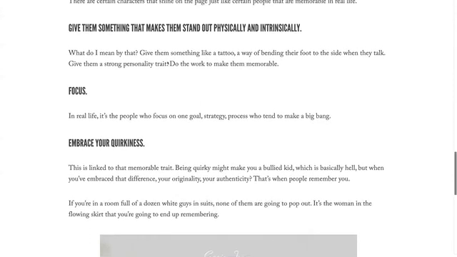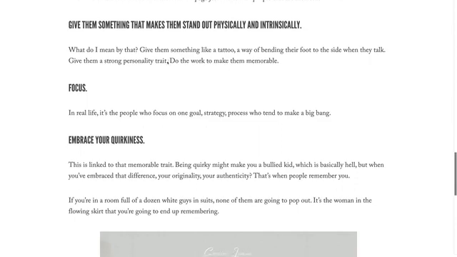Three, embrace your quirkiness. This is linked to that memorable trait. Being quirky might make you a bullied kid, which is basically hell. But when you've embraced that difference, your originality, your authenticity, that's when people remember you. If you're in a room full of a dozen white guys in suits, none of them are going to pop out. It's the woman in the flowing skirt that you're going to end up remembering.